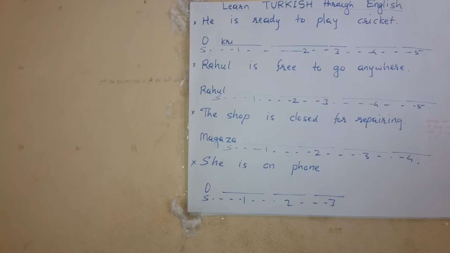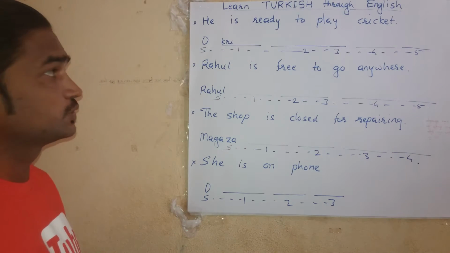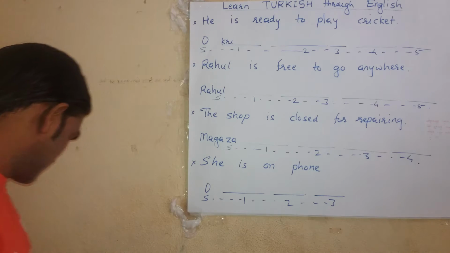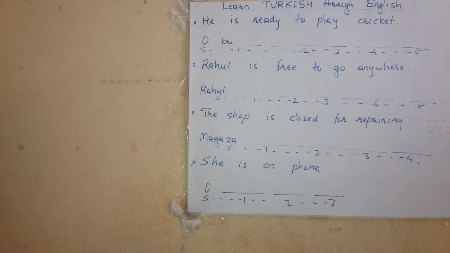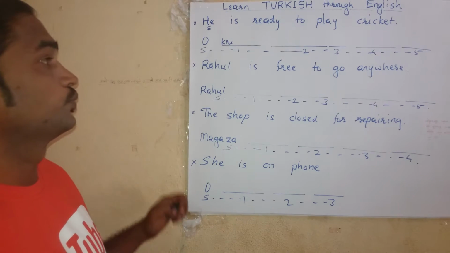Now, we are going to learn Turkish language. He is ready to play cricket. We have to speak this sentence in Turkish language. Here, subject is he. The Turkish word for he is o.